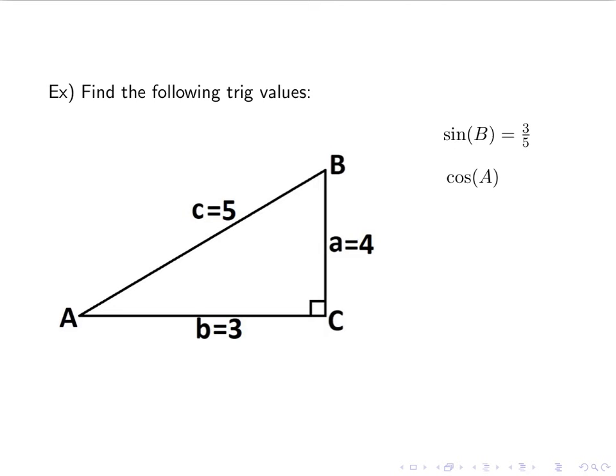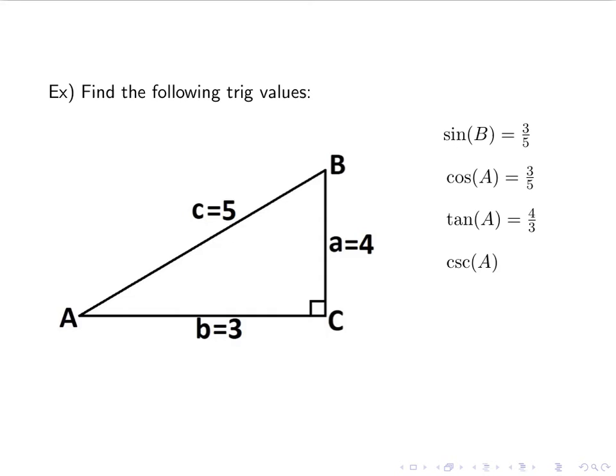Cosine of A. Cosine is adjacent over hypotenuse, which also happens to be 3 over 5. So sine of one of the angles in the triangle is the same as cosine of the other one. What about tangent of A? Tangent is opposite over adjacent. With respect to angle A, opposite is side A, adjacent is side B, so tangent of A is 4/3.